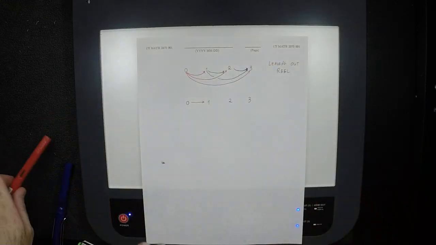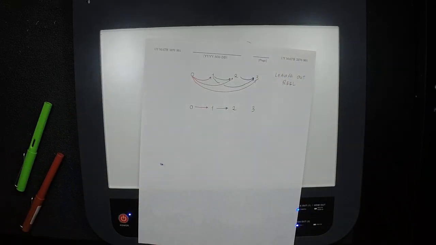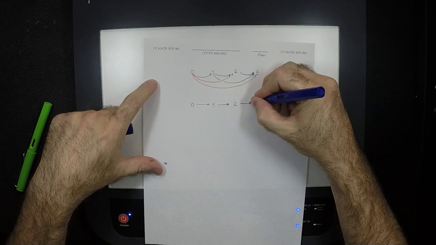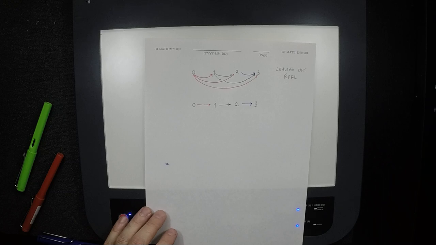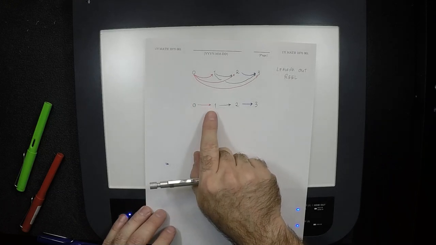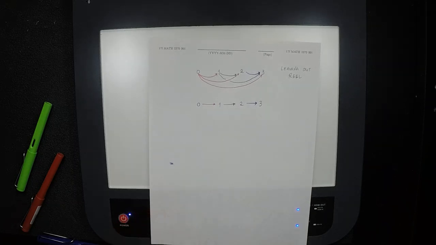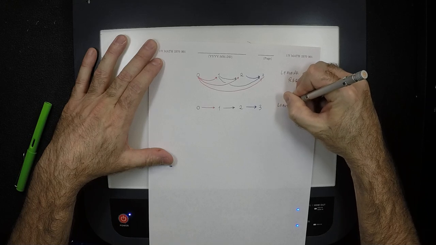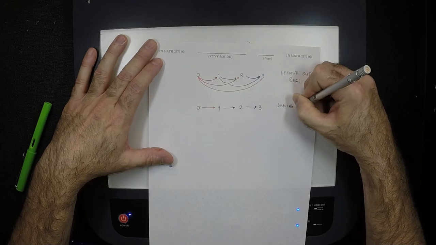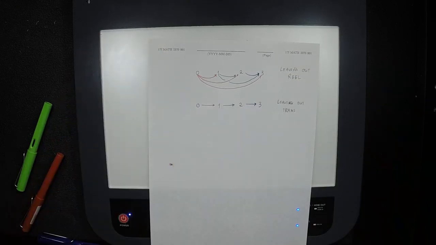0 to 1, 1 to 2, and 2 to 3. So now it's starting to look like the way that we wrote it before, right? 0 less or equal 1 less or equal 2 less or equal 3. Okay. So now it's looking good. Okay, so this is leaving out transitivity. And it's just for the purpose of drawing.